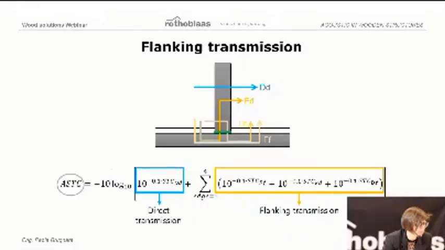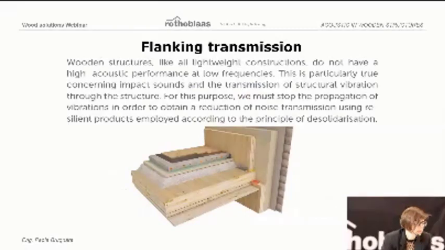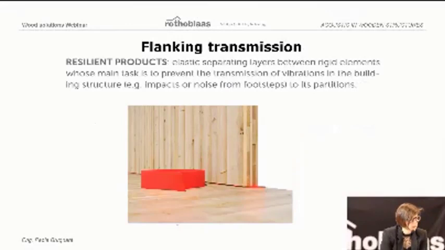If you are more familiar with ASTM metrics, you will have the same problem, so you will calculate the direct transmission and the flanking transmission. We already said that wooden structures, like all lightweight construction, do not have a high acoustic performance at low frequencies. For this purpose, we need to stop the propagation of the vibration through the structure in order to obtain a reduction of the noise transmission. In order to do that, we need to use a resilient product, which is an elastic separating layer between rigid elements whose main task is to prevent the transmission of vibration in the building structure.